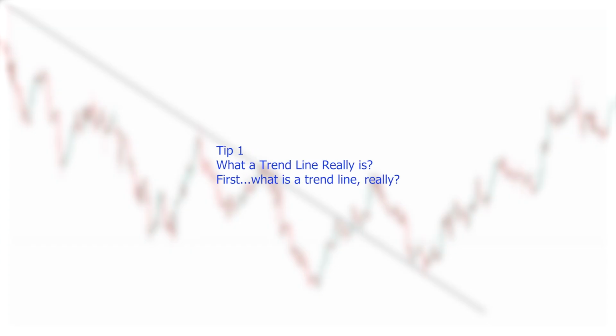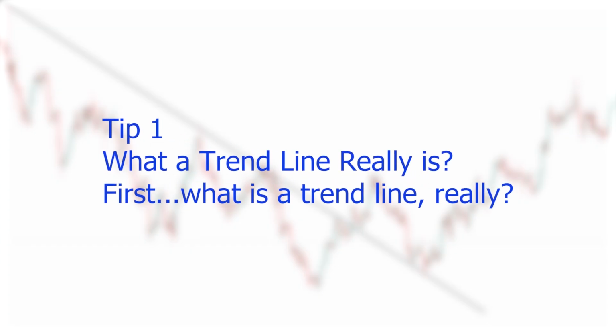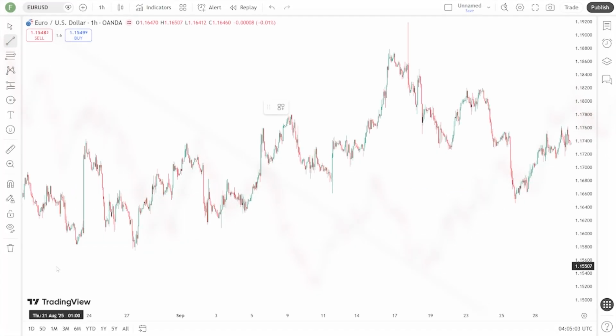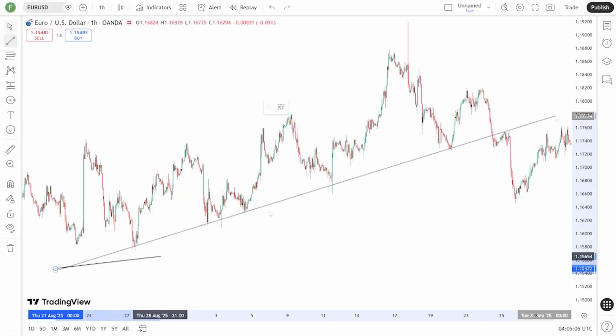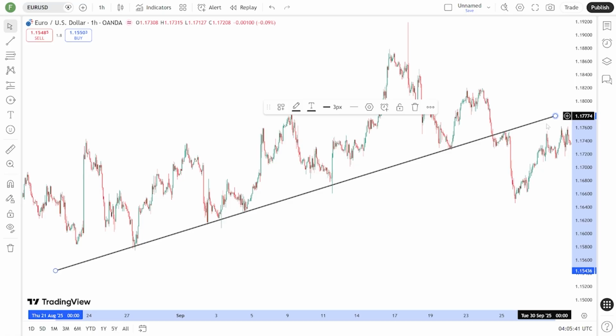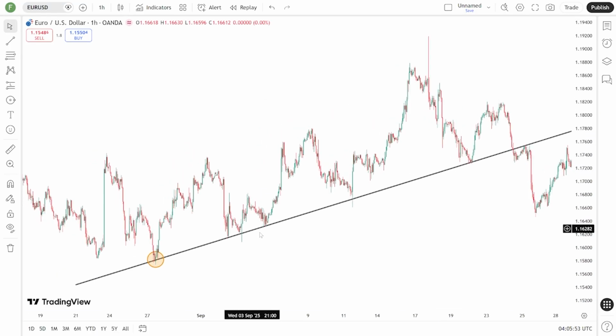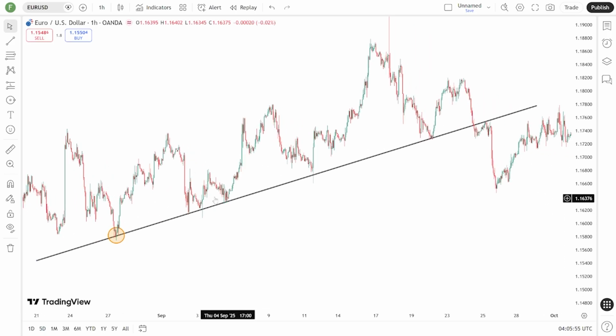Tip 1. What a trend line really is. First, what is a trend line, really? It's not just a line. It's a map of price behavior. You connect points that the market actually reacted to. Not just any point, only the important ones.